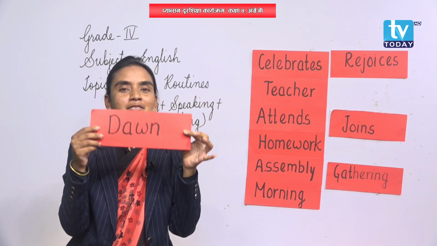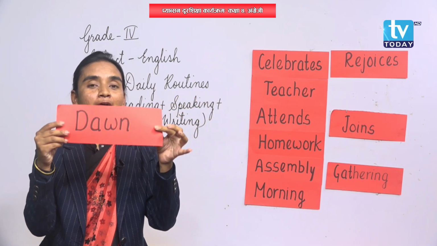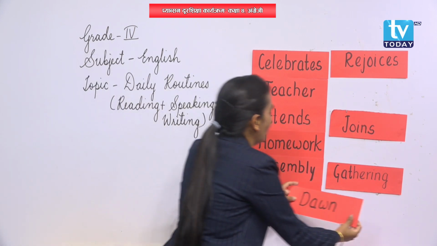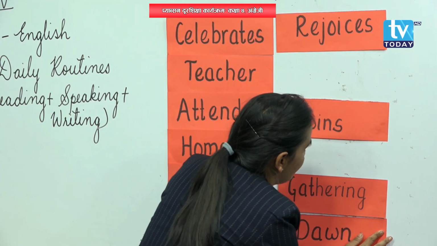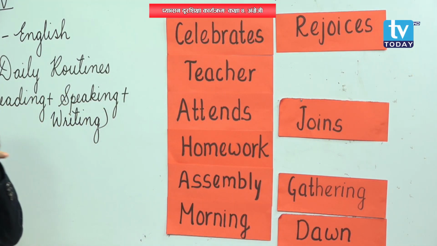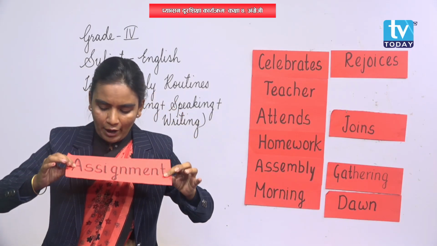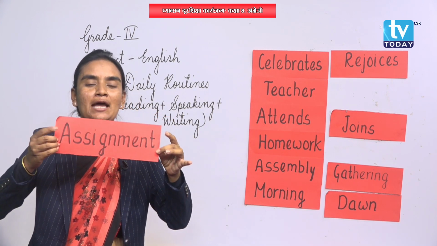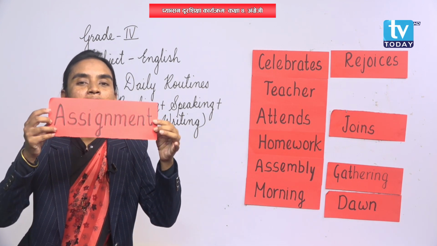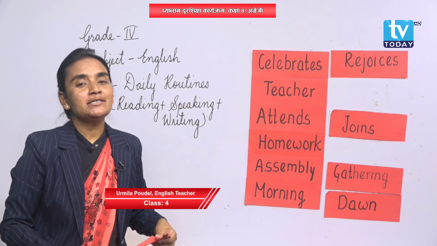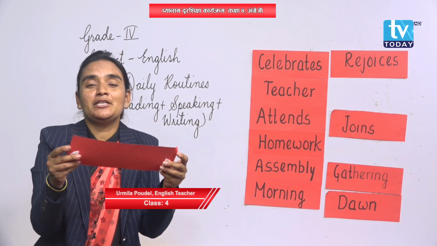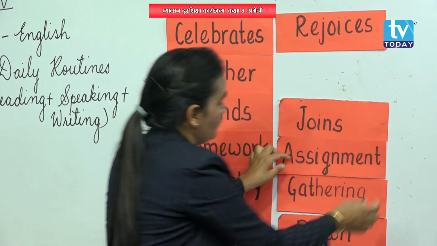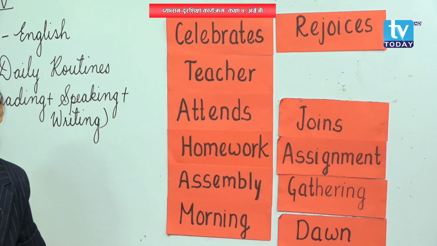Wow! It's D-A-W-N, dawn. What is it called? It's called morning. Now, the next word is also there I have on my hand. It's assignment. The spelling you can read out from there children. It's assignment, and what's the similar meaning which goes together with assignment? It is homework.